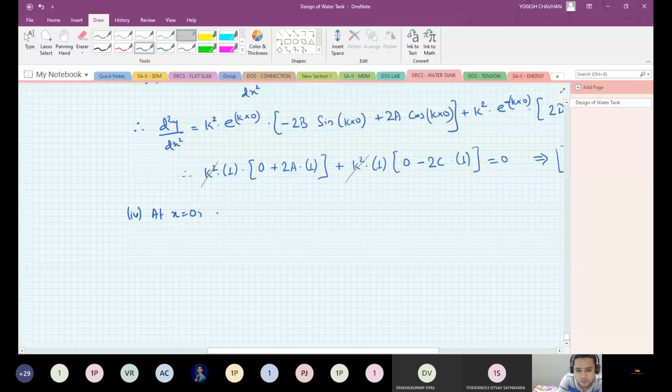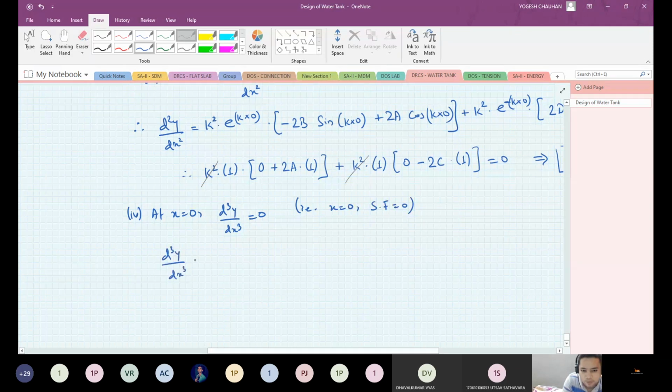So your d cube y by dx cube means you have to do the third derivative of the y. This is equal to 0. That is, at x equals to 0, your shear force is 0. Okay, so the third derivative d cube y by dx cube is equals to this. If you do this derivative, then it will be equal to 2k cube dot e raised to the power k, and simultaneously we put the value of x equals to 0.